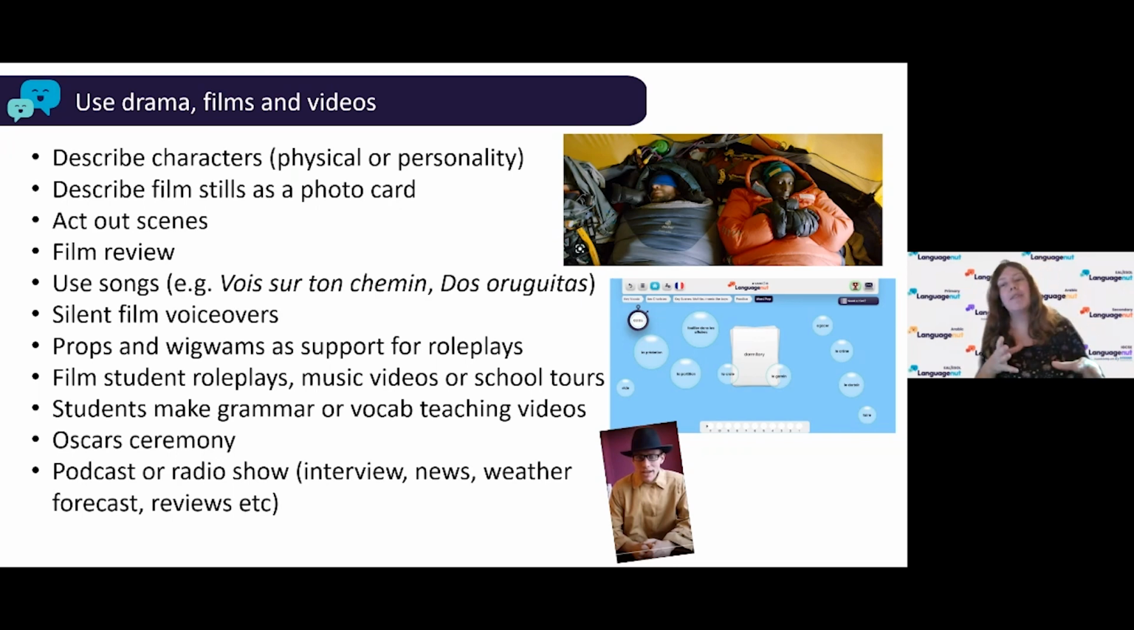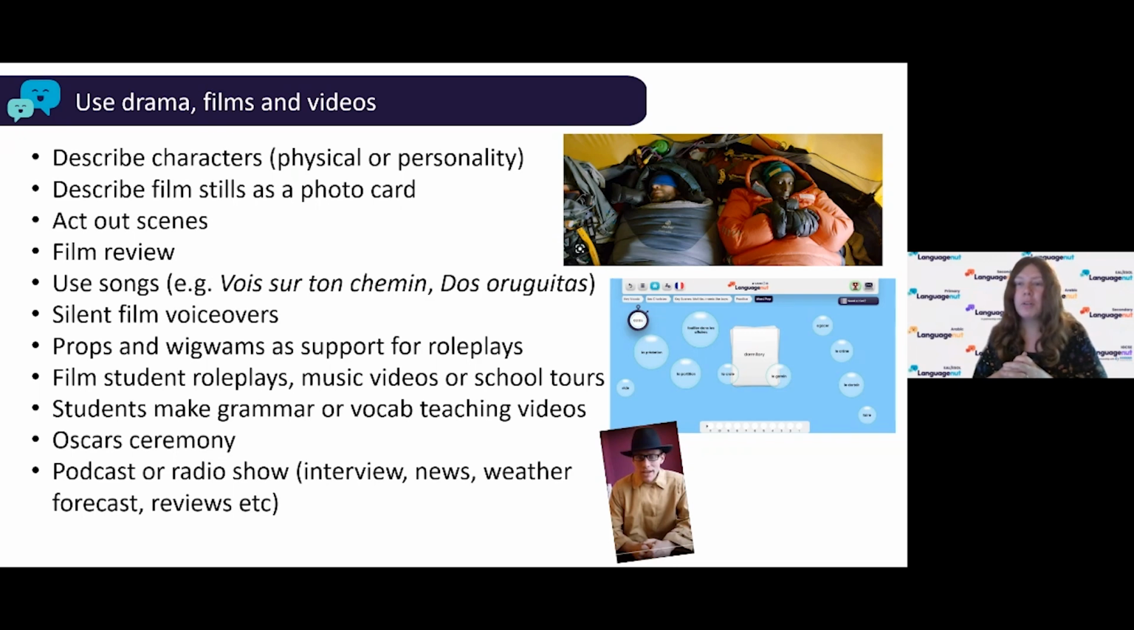So depending on the level of your students, you can get them to write particular scenes and recreate and use their own words. Or if you can get hold of the screenplay, that's a fantastic way. Instead of using it like a normal dialogue or role play conversation, they can actually act that out, and that can be a really nice way of doing it.